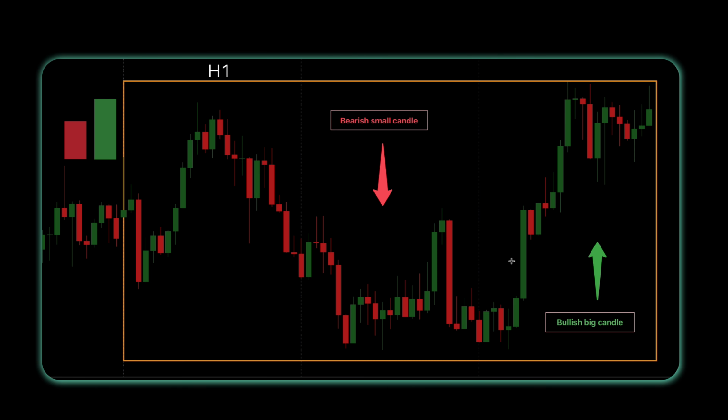An example that you shouldn't take because it will prevent you from being profitable. It's very hard to be profitable that way if you trade that kind of candle. Now let me show you.